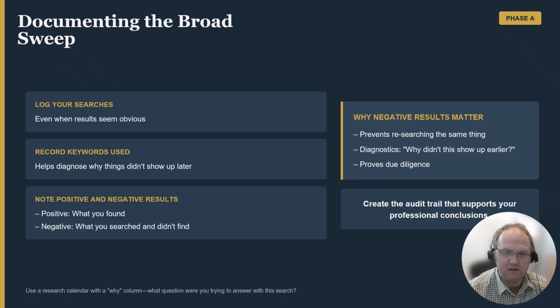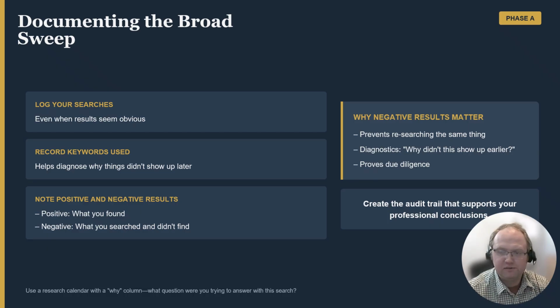Documentation creates audit trails. It allows you to answer questions like, did you check FamilySearch? You can point to your log. I did. You can tell when you did it in that process, what terms you used, what records you found. That's simply professionalism, in my opinion.